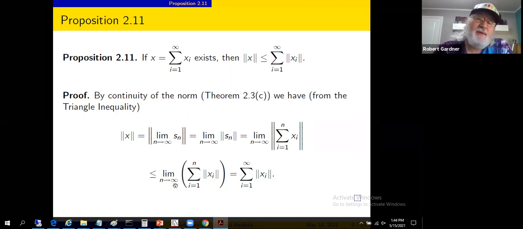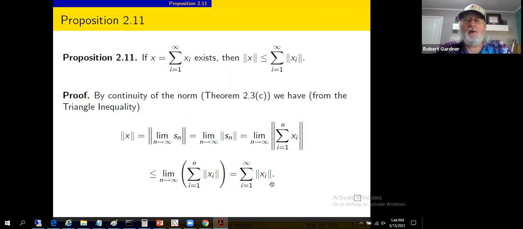What do you get when you take the limit as n approaches infinity of a sum from i equals 1 to n of the norms? Well, that is by definition the series, the sum from i equals 1 to infinity of the norms of the x sub i's. Now, about this series, that series is a series of real numbers. Well, not just any real numbers. This is a series of non-negative real numbers, commonly called a positive term series, even though it could have terms that are zero as well. But this is a positive term series.